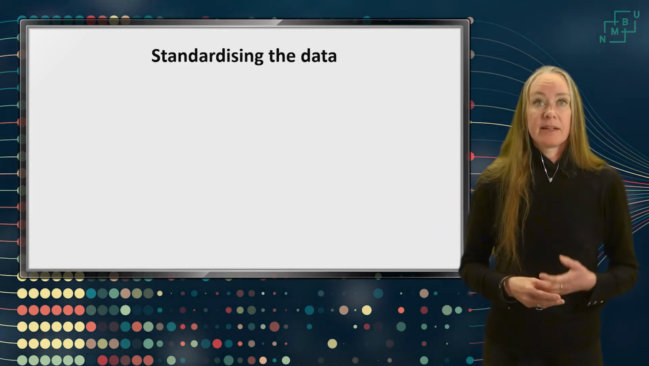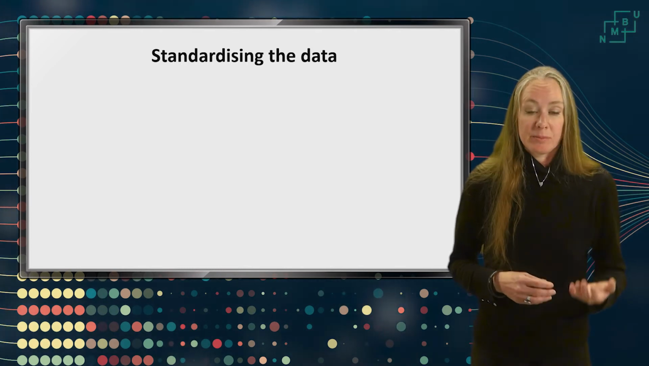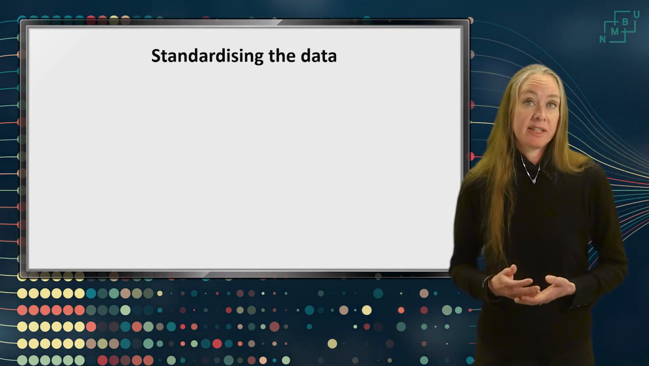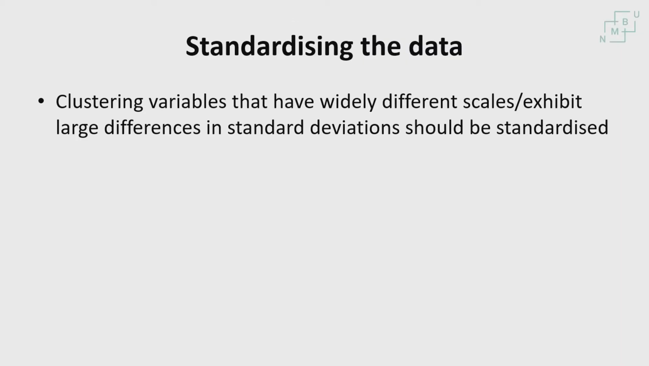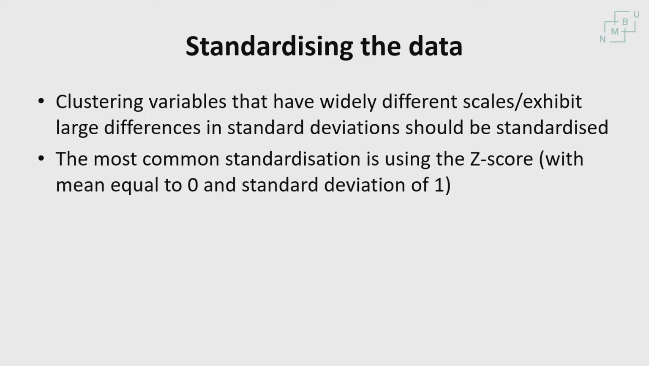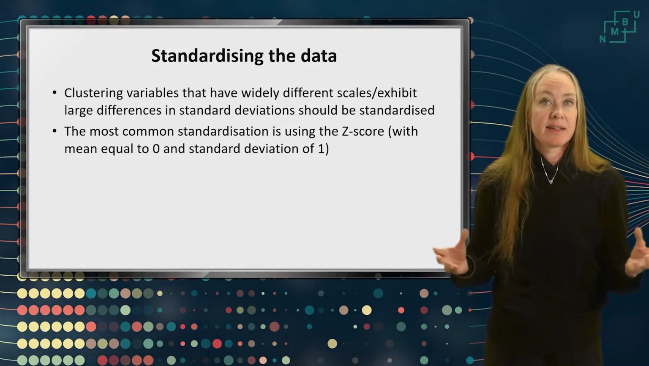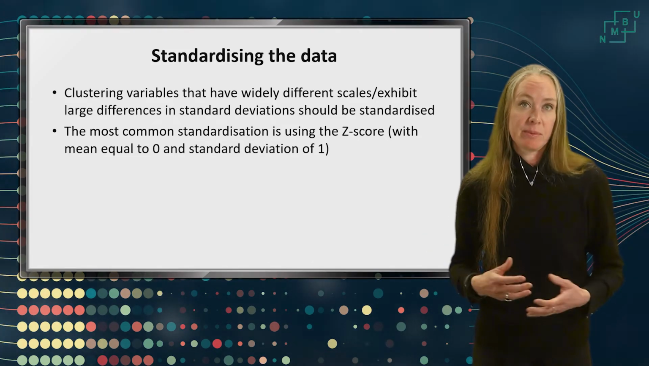In clustering, in the same way as most other data analysis methods, standardizing the data is important. Clustering variables that have widely different scales or exhibit large differences in standard deviations should be standardized. And the most common standardization is to use the z-score. That is, subtracting the mean and dividing by the standard deviation, so that all the variables get to the same scale with mean equal to 0 and a standard deviation of 1. Then all the variables have the same chance of contributing to the clustering model.